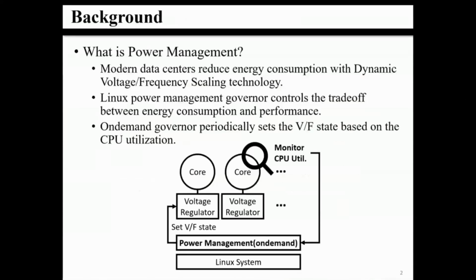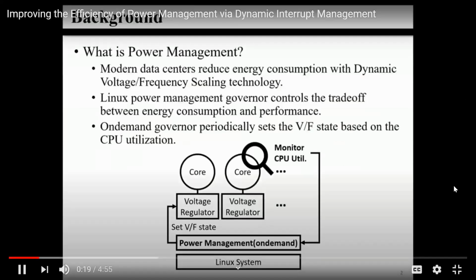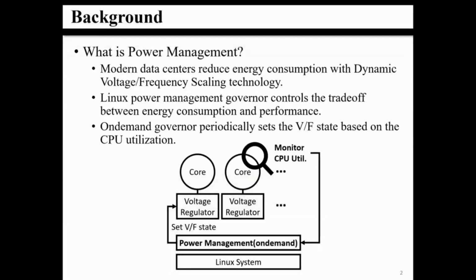At first, what is power management? Data centers use dynamic voltage and frequency scaling to manage the trade-off between performance and energy. As shown in the figure, the on-demand governor sets the VF state based on the utilization of the CPU core for energy efficiency. If the CPU utilization changes, it will affect the governor's VF decision.